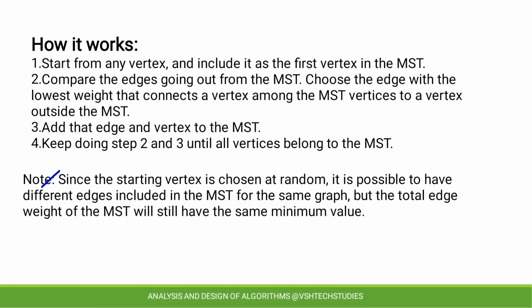One thing to be noted here is that since the starting vertex is chosen randomly, different people can choose different starting vertices. Then it is possible to have different edges included in the MST for the same graph. Means different people, depending on what vertex they choose at the start, will get different subgraphs. But the total edge weight of the MST, that is of the subgraph, will still have the same minimum value. This is very important. Next we shall solve a problem on Prim's algorithm.